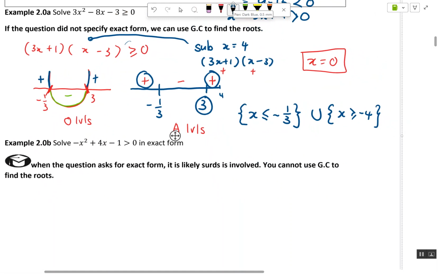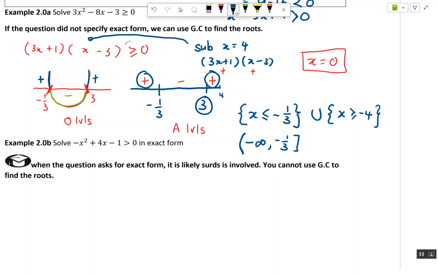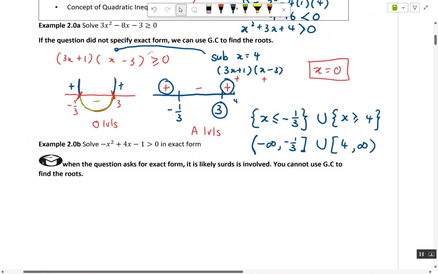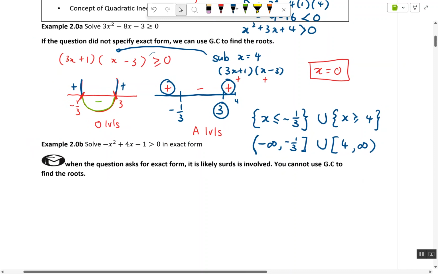You have to understand the notation. When I'm smaller than or equal to negative 1/3, it means I'm going from negative 1/3 to negative infinity. Negative infinity is always a curved bracket. This one can be equal to, so I use this bracket. Union x greater than or equal to 4, I will go from 4 to infinity. Okay, if you don't understand this part first, if you haven't gone through functions, it's totally fine. Later on, you will know about this way of presentation.